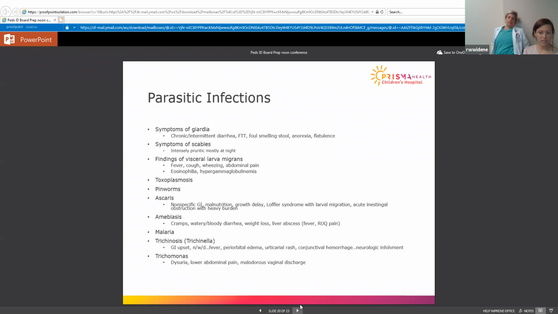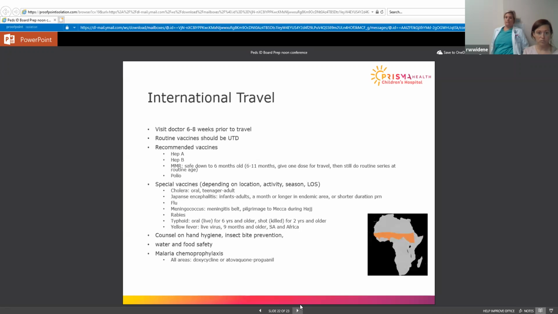Okay. Parasitic infections, we're over time. So here's parasitic infections and some common parasites that are testable. International travel, things that I could not find any board prep questions specifically, but international travel was a topic. So these are just kind of important. I like the meningitis belt trivia. It's fun.